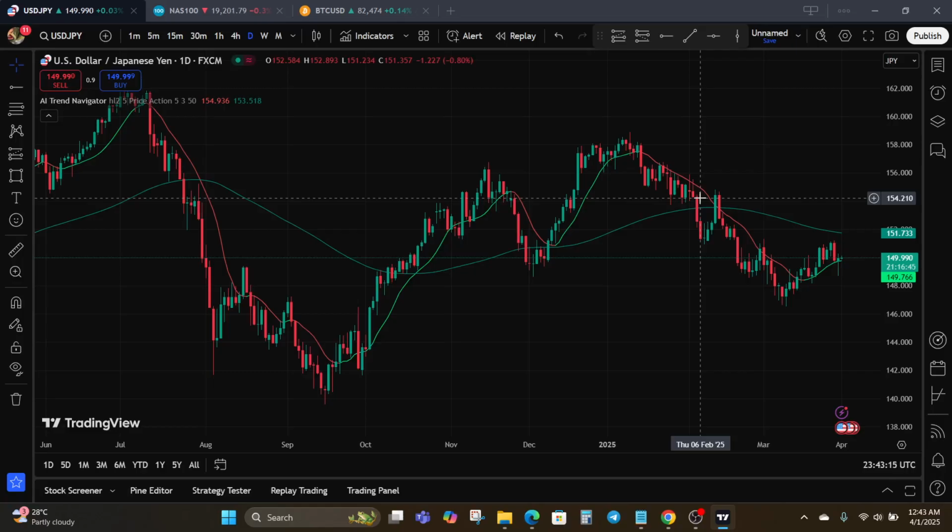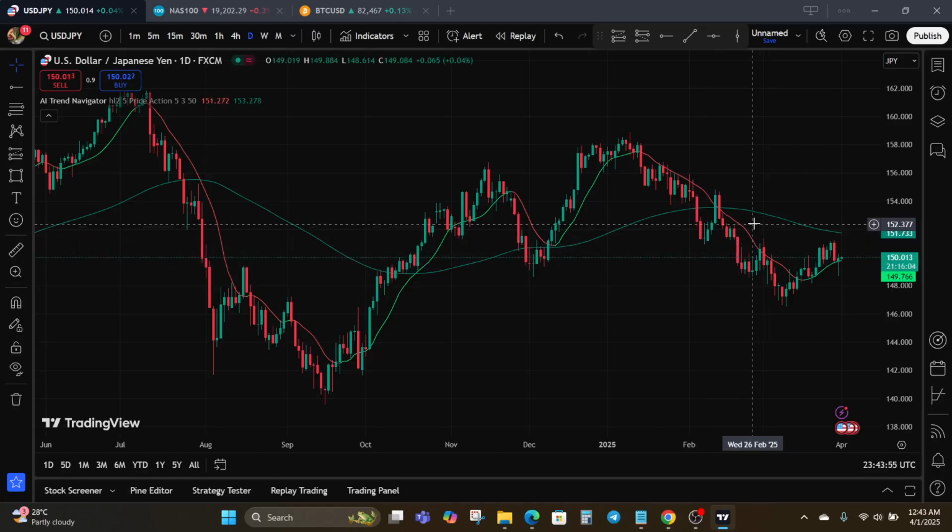All right, now let's just quickly talk about why the AI Trend Navigator is such a powerful tool. Unlike regular indicators that often lag or give false signals, this AI-powered tool adapts to market conditions in real time. Okay, so it identifies trends with precision and helps you spot momentum shifts before the market makes big moves, right? The indicator works on any market, whether it's Forex, stocks, crypto, you name it. Whether you are day trading, scalping, or swing trading, the AI Trend Navigator can help improve your decision making.